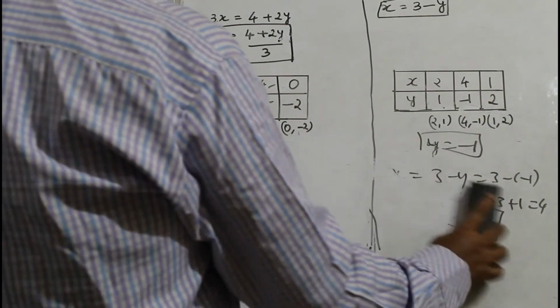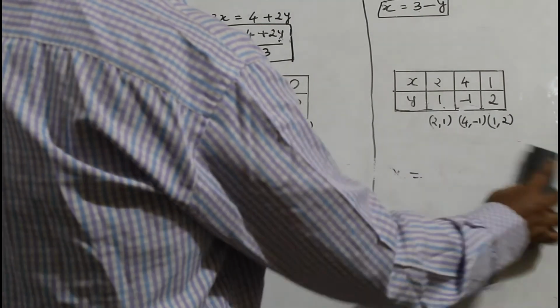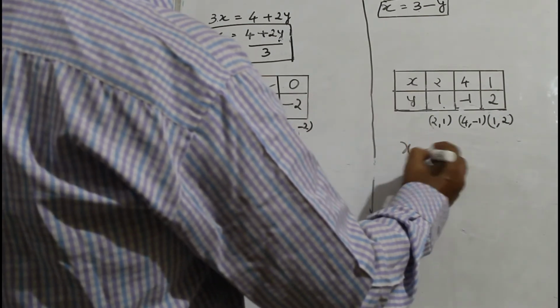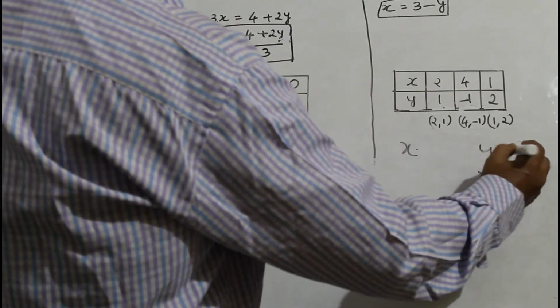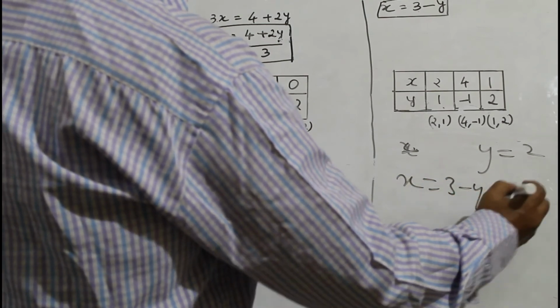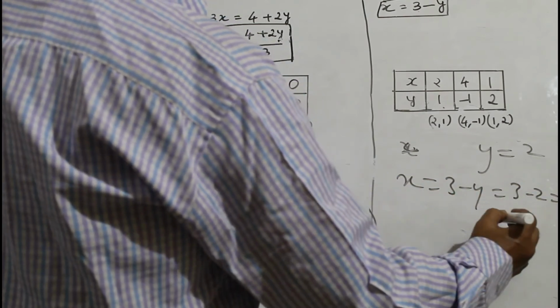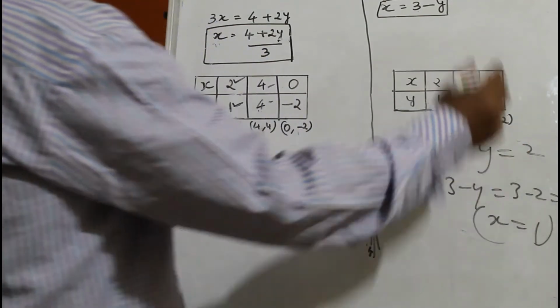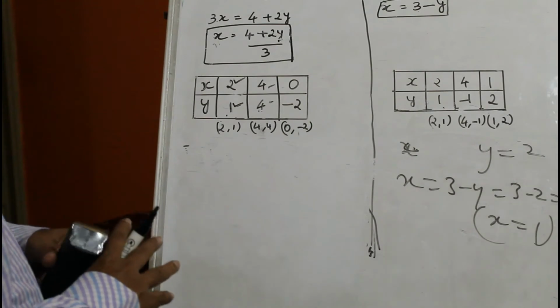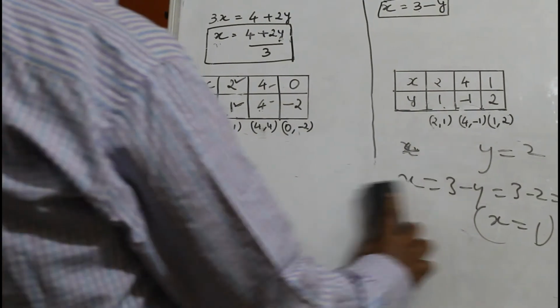The last one, y you put as 2. In fact, this side is much easier, no denominator. So y you put as 2, you get the value of x. 3 minus y, which is 3 minus 2 is 1, you get x equal to 1. So you get the answer 1 comma 2. So first you have to prepare this table and afterwards you must draw the graph.